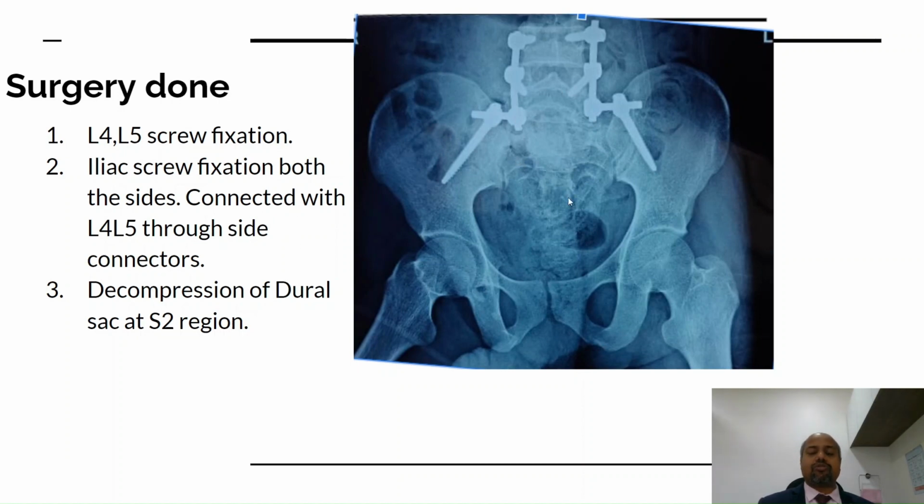The decompression of the dural sac was done at the S2 level. This was the case we wanted to discuss.